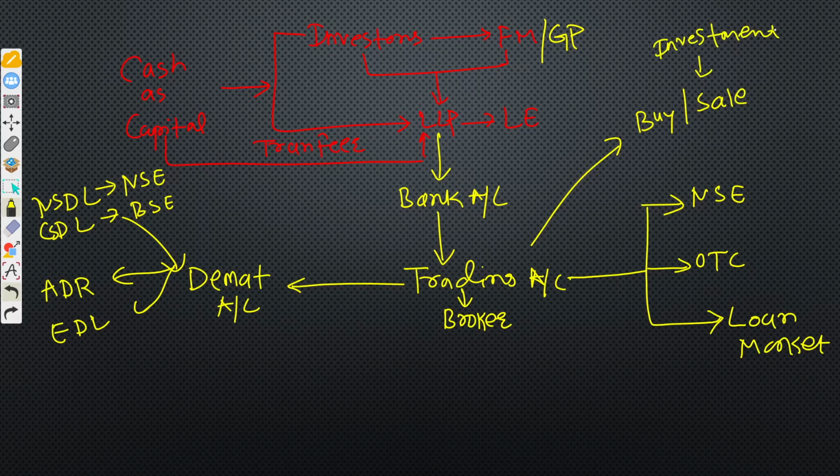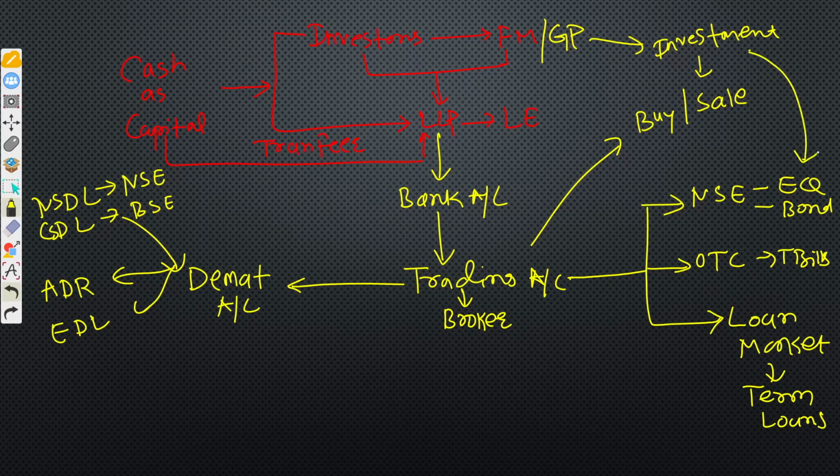If you see, this investment nature is only investment, right? So investors and limited partners both are looking for investment in different financial instruments. It can be equity, it can be bonds, it can be T-bills, it can be, let's say, term loans. Basically, the investors, general partners, or fund managers are looking for investment into all of these financial instruments in different markets. But for that investment, you require a trading account and a bank account first, where the investor will transfer funding, cash, into the bank account. And once you have cash in the bank account, then you can transfer that cash to the trading account.